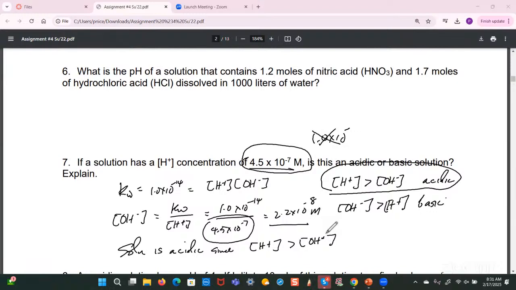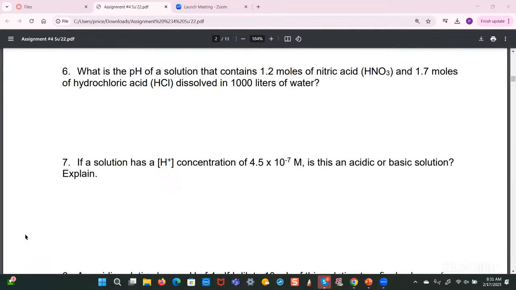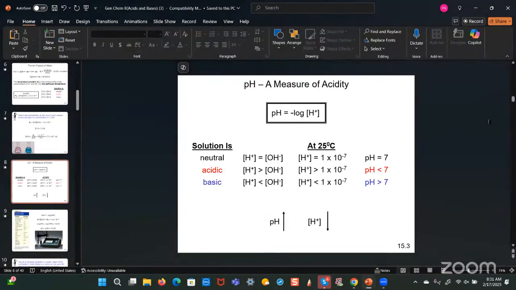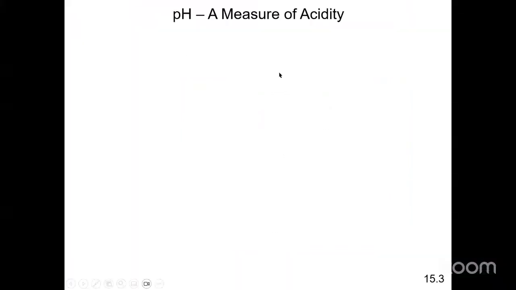Okay, so let me clear this and go back to the PowerPoint. And let's talk about how we quantitatively measure acidity. We measure acidity using the definition of pH. pH is basically a measure of the acidity of any aqueous solution. And this is actually the definition of pH. It's an equation where the pH is equal to minus log of the concentration of H plus.